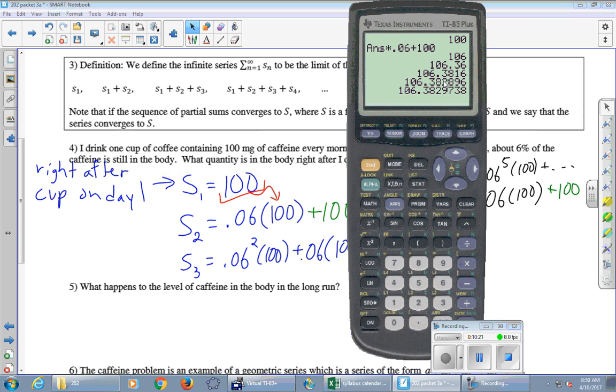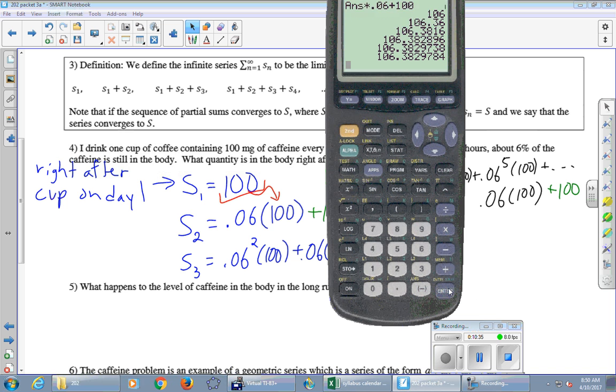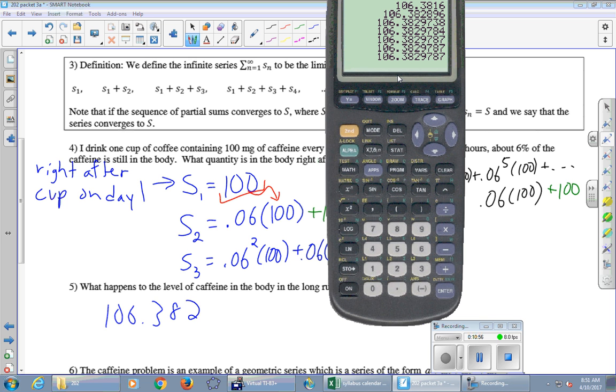So it appears that by drinking this 1 cup of coffee every day, we're not going to overdose on caffeine. It's not even getting that much higher than the 100 milligrams that you chugged on the first day. And so if I hit enter a few more times, it doesn't take long for us to not appear to have any gain. That's just because I don't have enough digits on my calculator. It's still going up every time, but hardly by anything. So we'll just write this as our long-term guess: 106.3829787, something like that. That can't be far from the right answer.